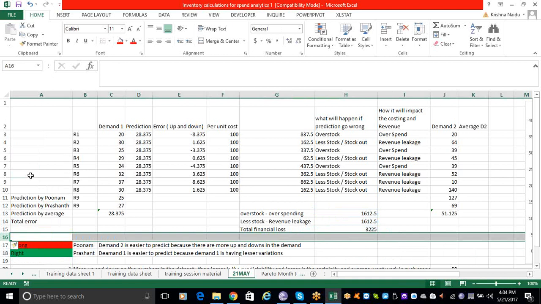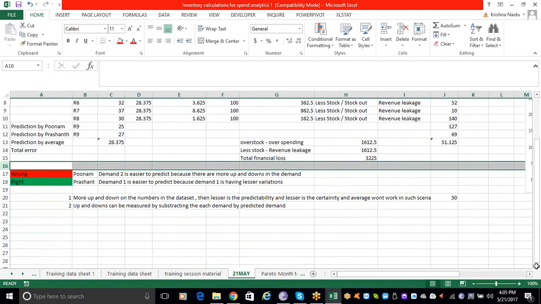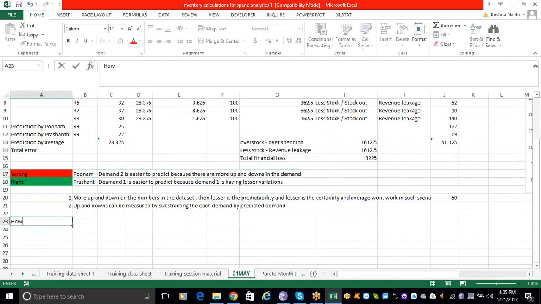Put those forecasting numbers down, then measure the actual demand. Take the actual demand and the forecast. Okay, let me write all those things for you. How to find the spend leakage?